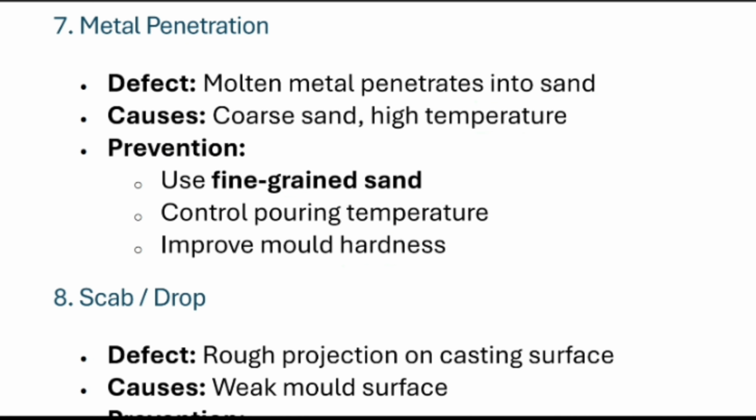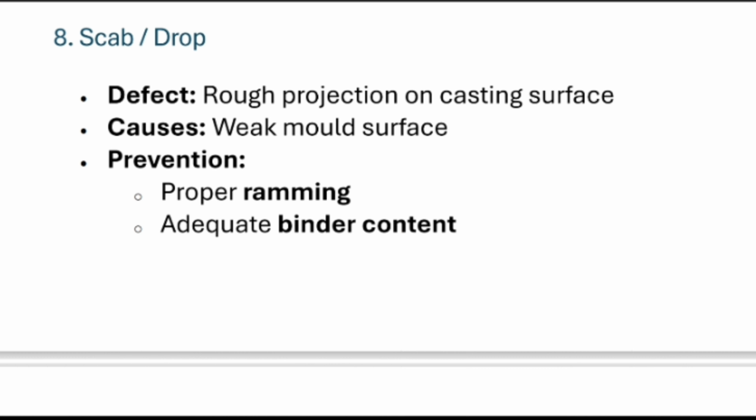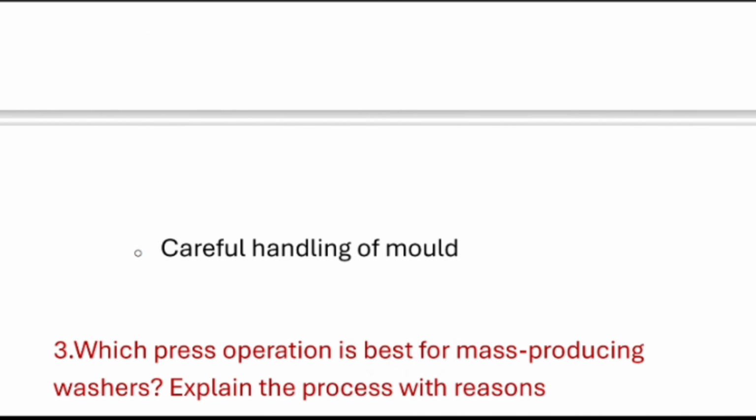Next is scab or drop. It is a rough projection on the casting surface. The cause is a weak mold surface. Prevent it with proper ramming and adequate binder content, and also carefully handle the mold.